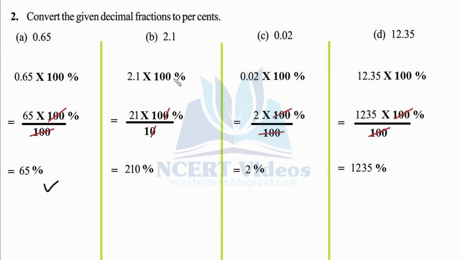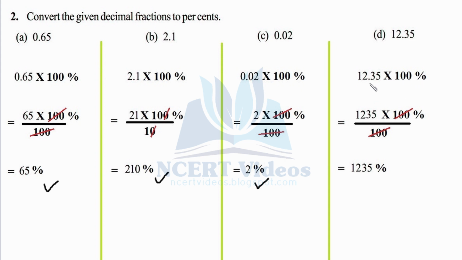B 2.1. So 2.1 into 100%. Again, converting it into fraction form, that is 21 over 10. At the decimal, put 1 and for the number of digits after the decimal, make them 0 in the denominator. 0 0 cancel, simply attach 0 to this 21, so 210%. C 0.02 into 100%, again converting it into a fraction, 2 over 100, 100 cancel, 2%.